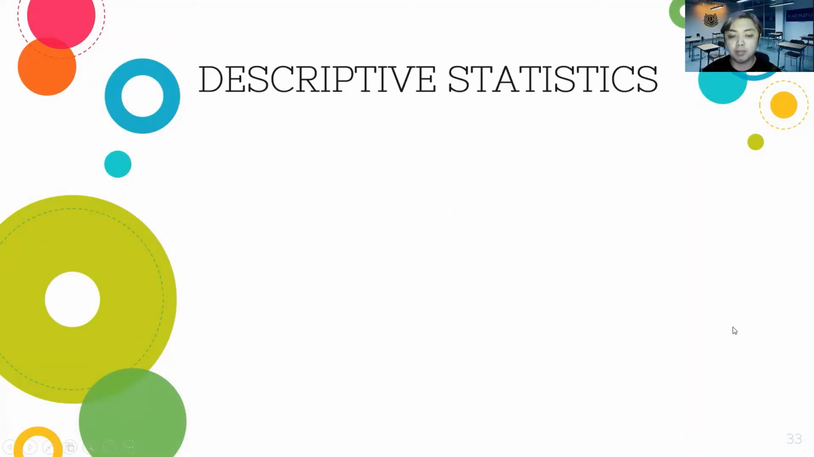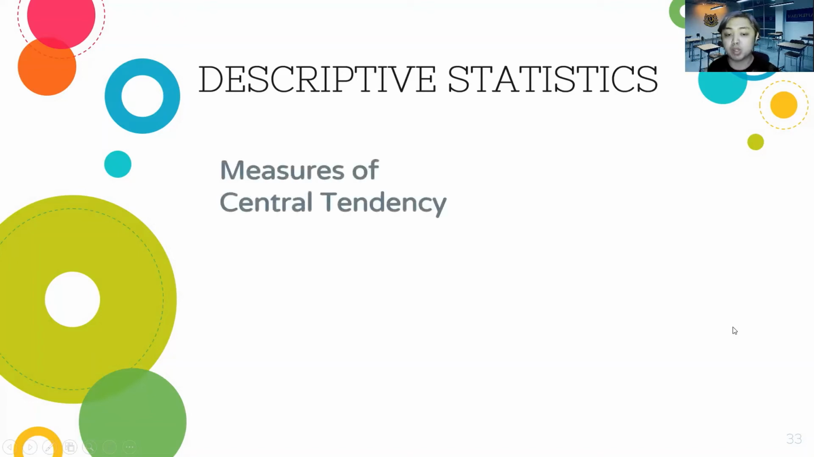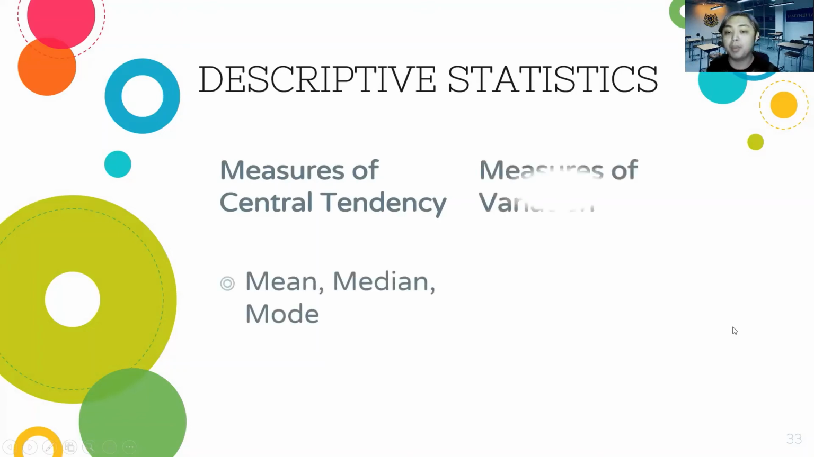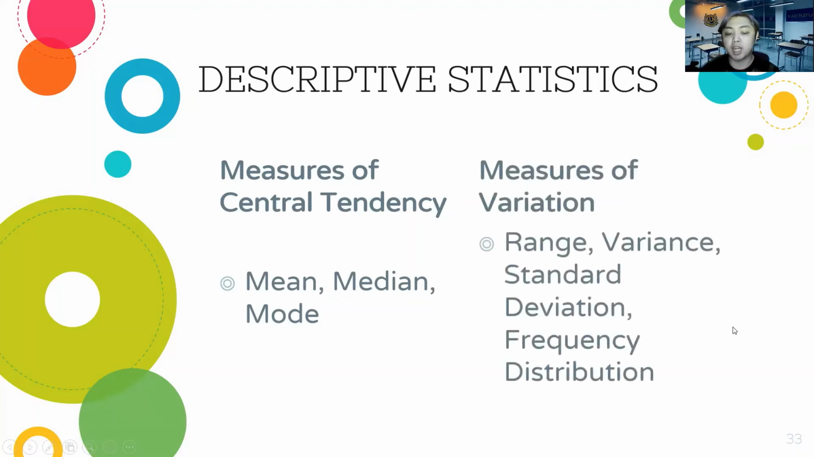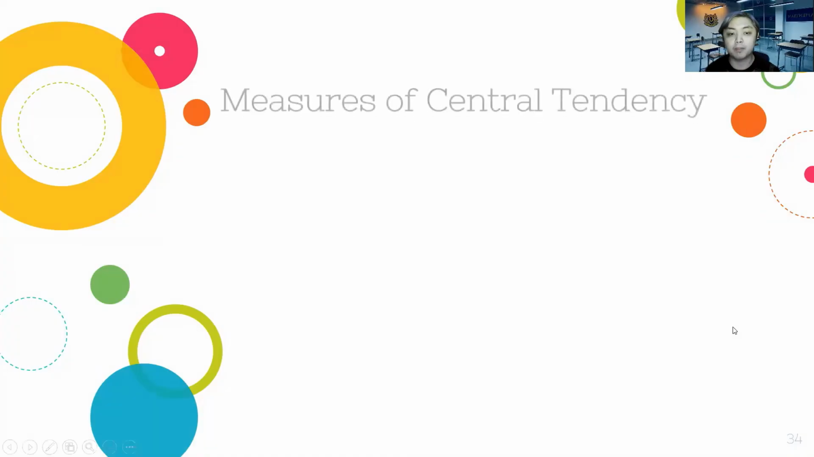After knowing the type of data, we can now subject our data to descriptive statistics. Again, we may use measures of central tendency or the averages, such as mean, median, and mode. We may also use measures of variation, such as the range, the variance, standard deviation, frequency, distribution.